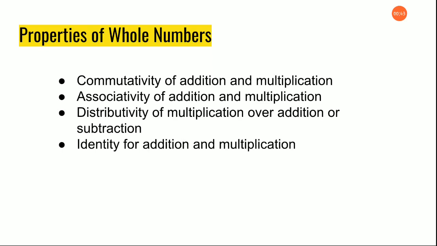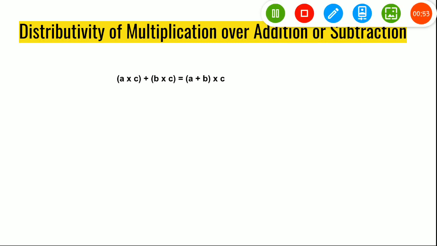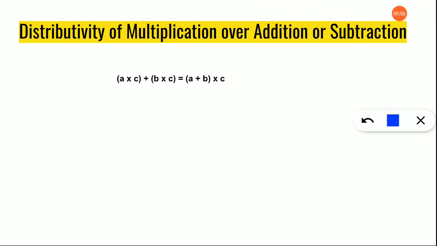Okay. Today we are going to learn distributivity of multiplication over addition or subtraction. That is, now look at this equation. Here they have given, first look at the right hand side, a plus b into c. Okay, here is a multiplication sign. You are going to distribute this c to a and to b. Okay, the c is multiplied with the a first. So it is written as a into c.